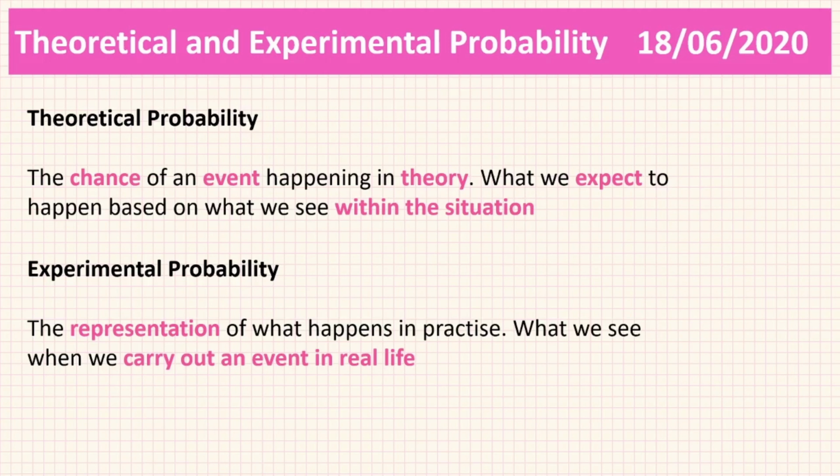The experimental probability is not actually a probability in itself. It's more a representation of what happens in practice, what we see when we carry out an event in real life. So for example, when I just rolled those dice, the experimental probabilities are what actually happened. We could see the representation of what happened when I rolled that dice 30 times. And we've said the more trials we do, the more times I roll that dice, the closer the experimental probability will get to the theoretical probability.